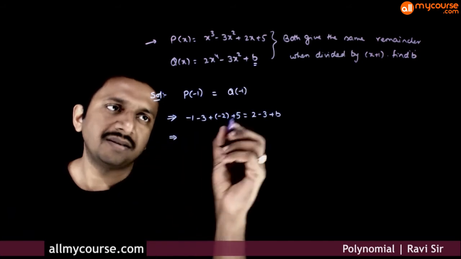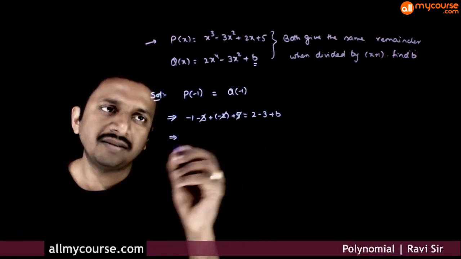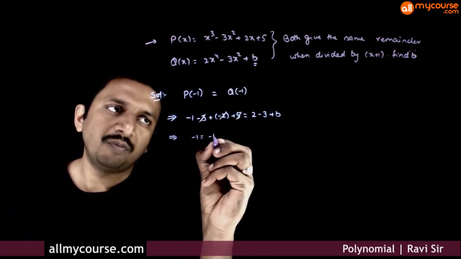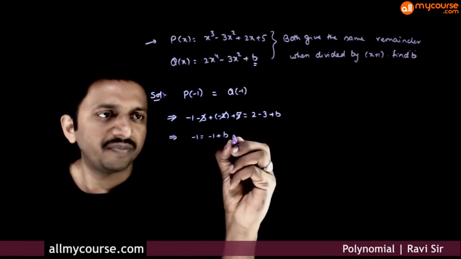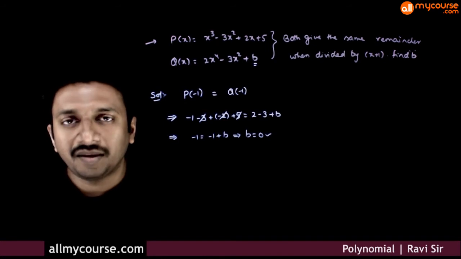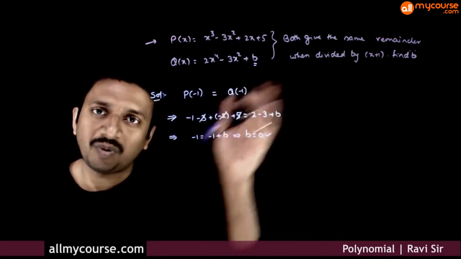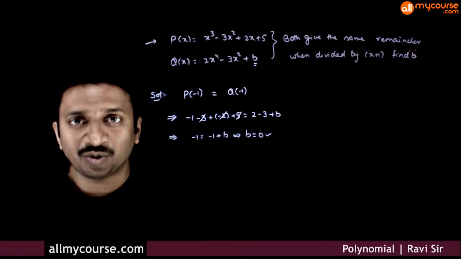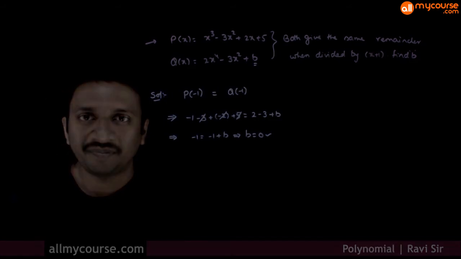So this implies 5 and minus 5 are getting cancelled. Minus 1 is equal to minus 1 plus b. And this implies b is equal to 0. That means for this condition to be valid, the value of b has to be equal to 0.